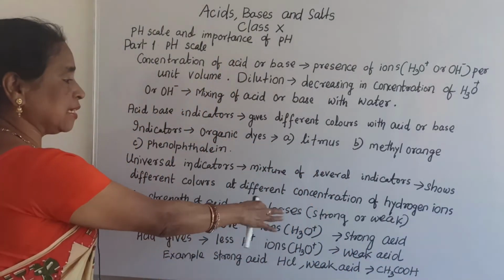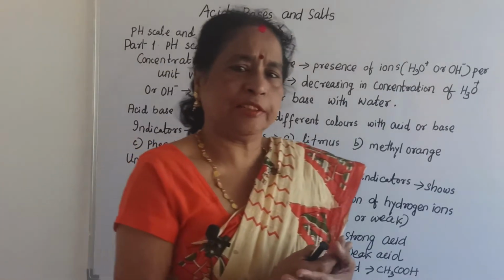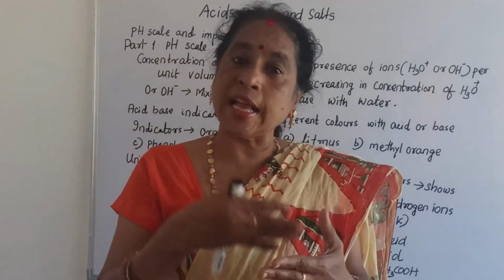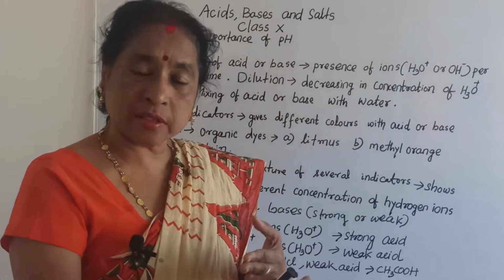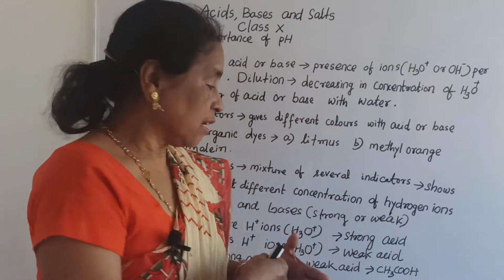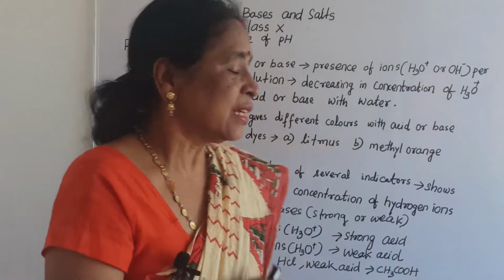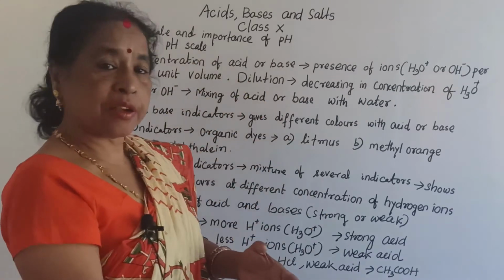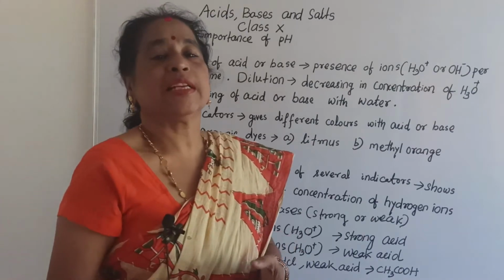Now strength of acid is known as strong and weak acid. What is meant by strong acid? In mathematical ground you leave it, but only see what is a strong acid. An acid which gives more hydrogen ions, that is H3O plus ions, is known as a strong acid. And a weak acid means fewer hydrogen ions are produced. So an acid that gives more H plus ions is a strong acid, and an acid that gives fewer H plus ions is a weak acid.